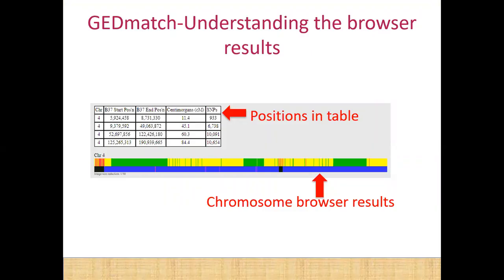Once you do a one-to-one comparison, you will see the chromosome browser results for each autosome, chromosomes 1 through 22, on your screen, starting with the first and proceeding down your screen, as well as the start and stop points and centimorgans listed above each of those chromosome browser graphics. So here's the graphics, here's the position data.